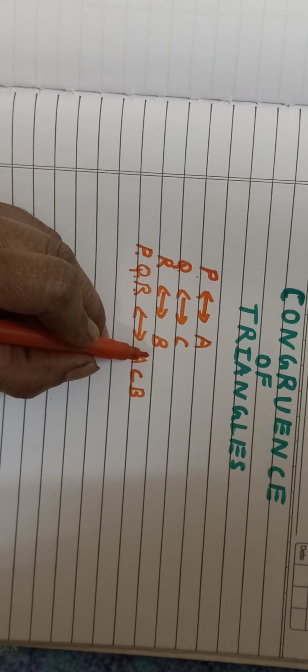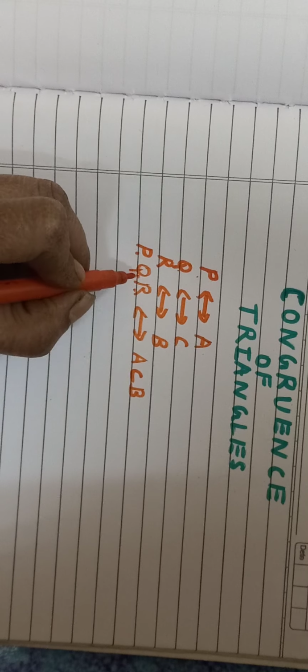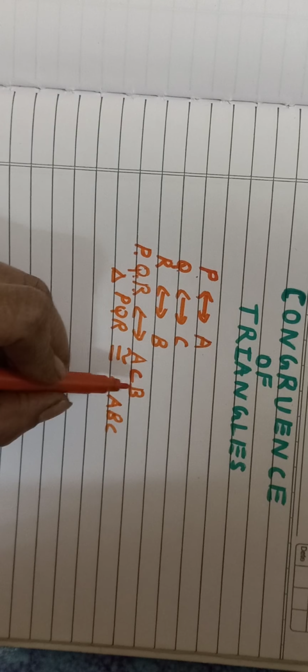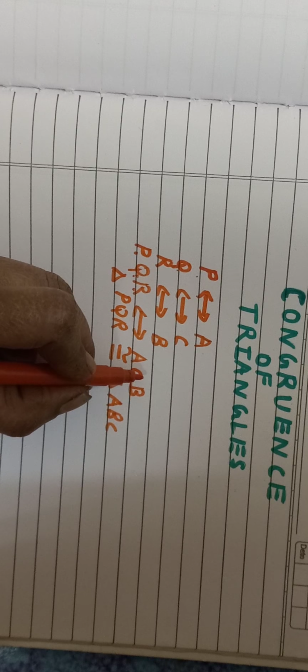So, when P corresponds to A, Q corresponds to C, and R corresponds to B, then only triangle PQR is congruent to triangle ABC. Any which way you can write, but the correspondence is for ACB. This you should write. If you mess it up and write the correspondence as ABC, then you will go totally wrong. So with one example also, I will just show it to you.